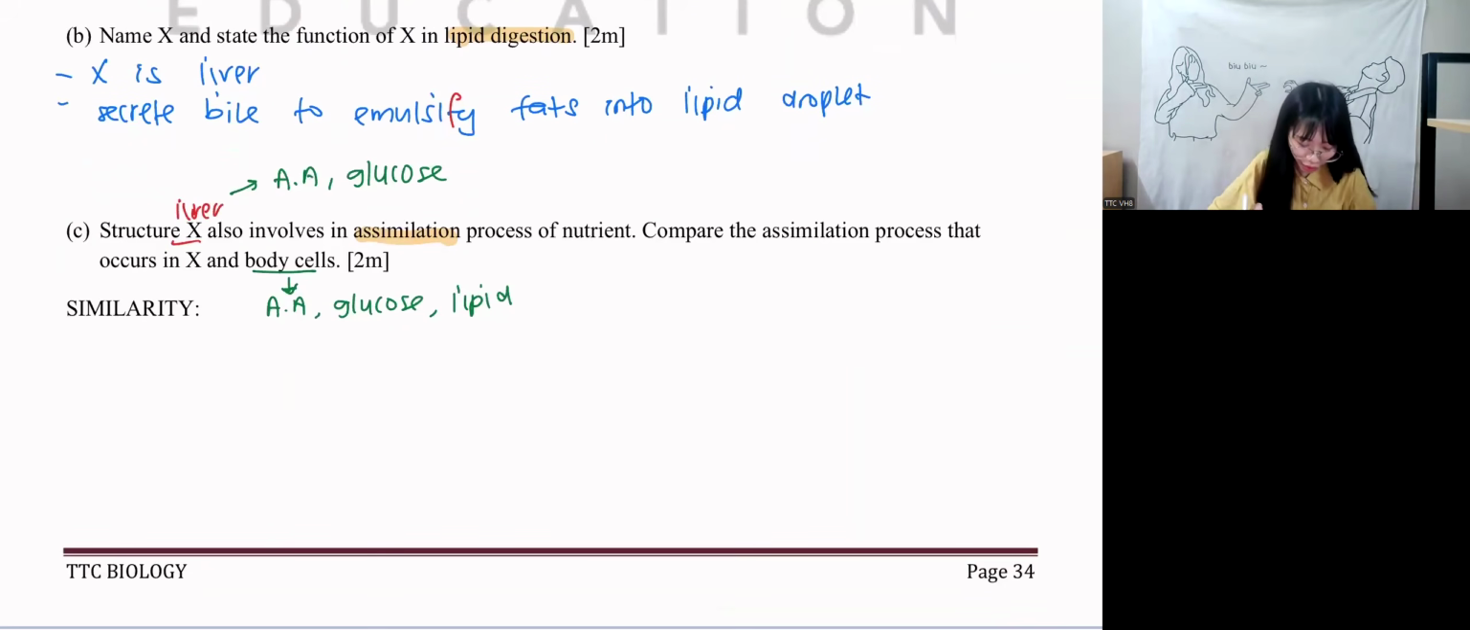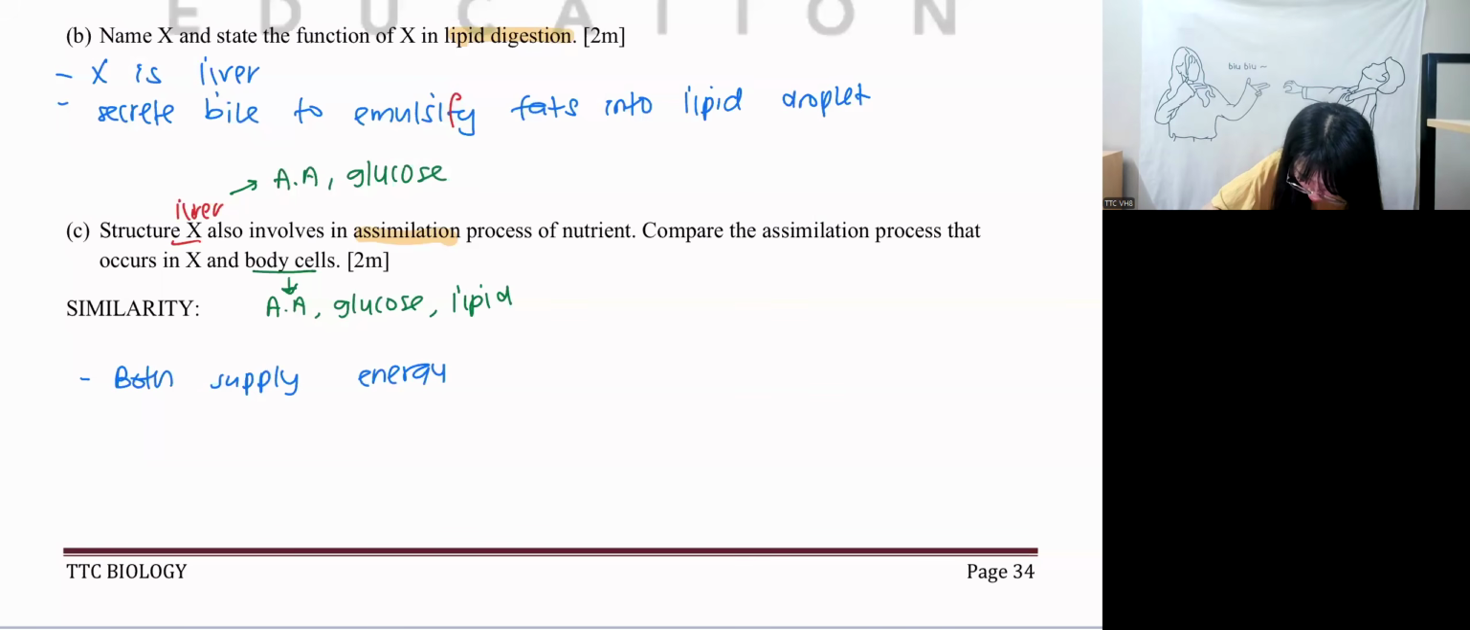Okay, what is the similarity over here? Both of these processes generate energy because we have glucose, right? Glucose is used to generate energy. So the similarity is both supply energy, or you can say they carry out cellular respiration.